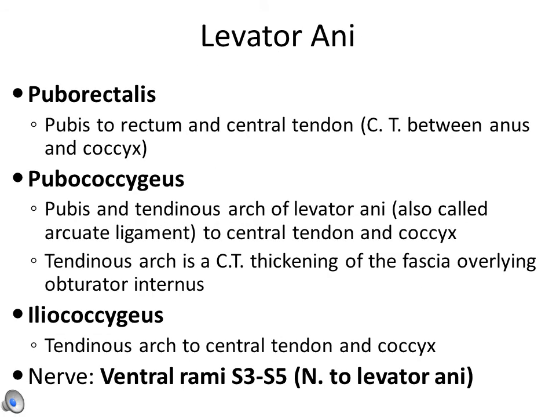The levator ani consists of 3 separate muscles: the puborectalis, the pubococcygeus, and the iliococcygeus. These muscles are innervated by the ventral rami of S3 through S5, also known as nerve to levator ani. The puborectalis attaches to the pubis, goes to the rectum, and also connects to the central tendon. The central tendon is the connective tissue between the anus and the coccyx.